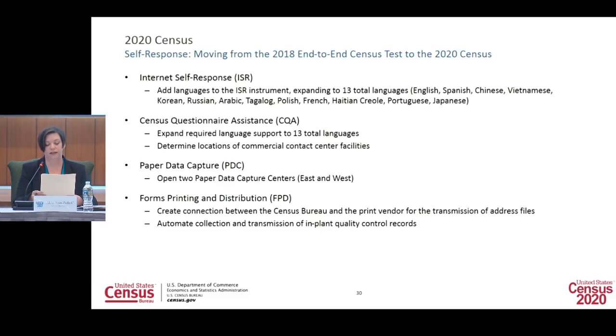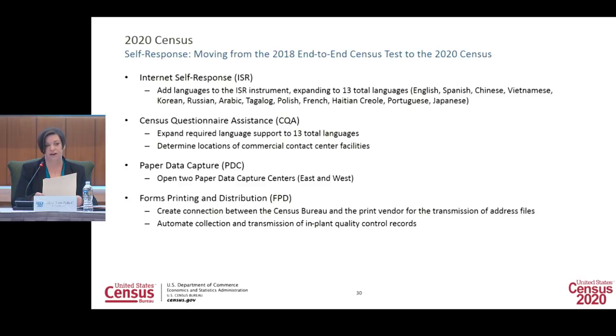Now that the 2018 end-to-end census test is largely concluded for the key self-response operations, we'll turn our attention toward finalizing the systems and operations in preparation for the 2020 census. For internet self-response, on our docket is to add languages to the internet self-response instrument, expanding to 13 total languages: English, Spanish, Chinese, Vietnamese, Korean, Russian, Arabic, Tagalog, Polish, French, Haitian Creole, Portuguese, and Japanese.